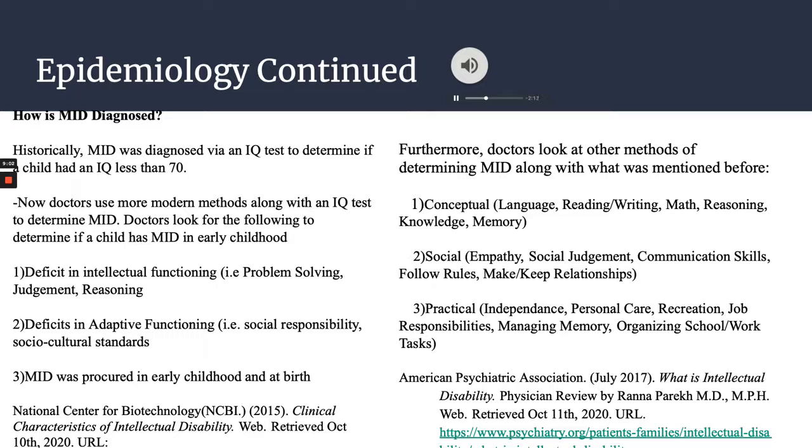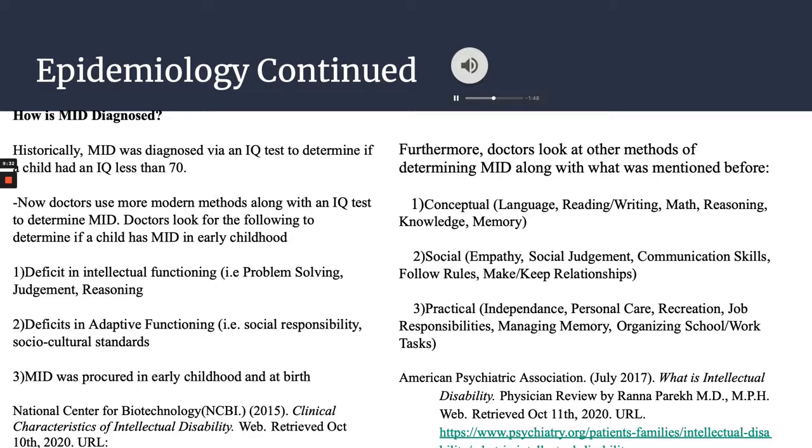So that's just one. Another one is deficits in adaptive functioning, so social responsibility or socio-cultural standards. So maybe this could also be applied to having mild manners, or maybe even a lack of manners to some degree. And also, thirdly, if MID was procured in early childhood, and at birth.